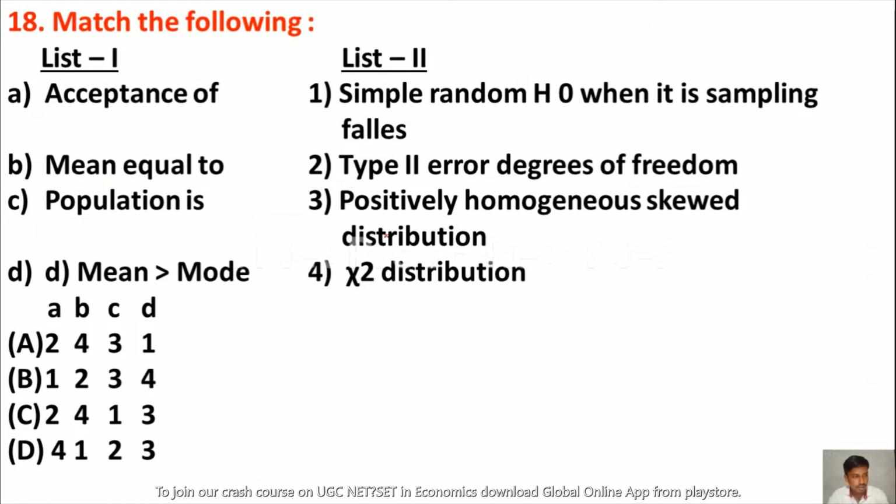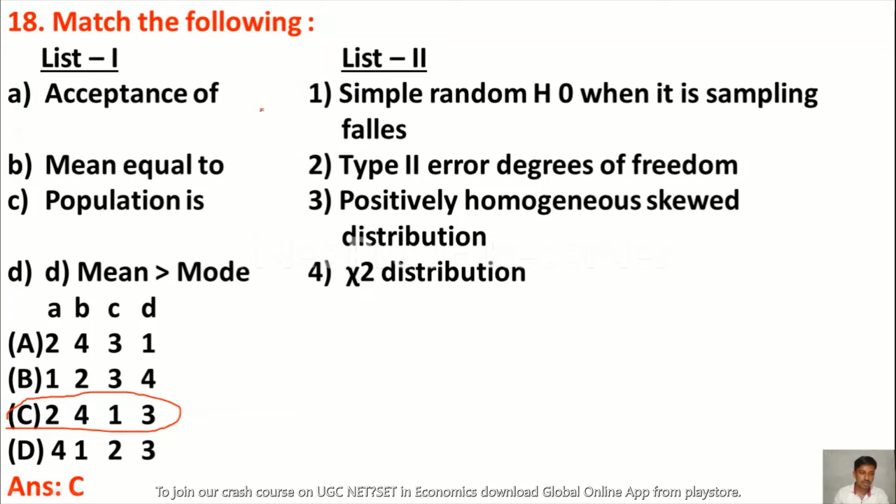Question number 18, list 1 and list 2. List 1 is acceptance of mean equal to population is mean is greater than mode, and list 2 simple random h0 when it is sampling pulse. Type 2 error degrees of freedom. Third one is positively homogeneous Q distribution. Fourth one is chi-square distribution. So here the right answer is option C.